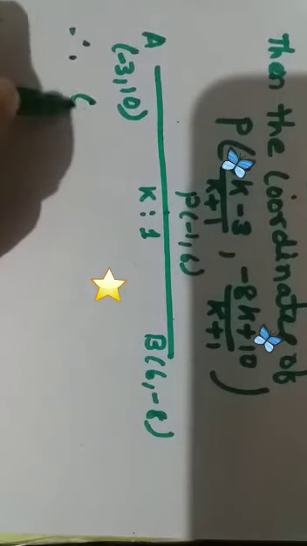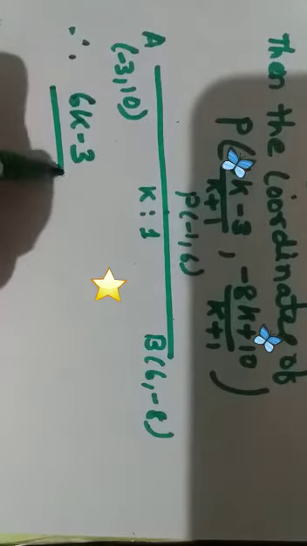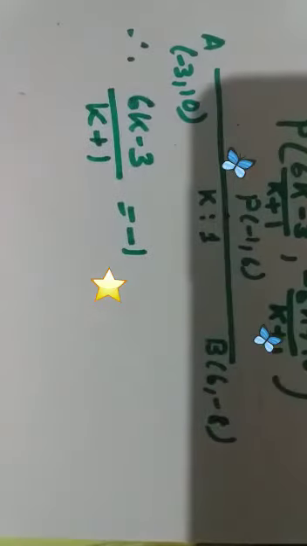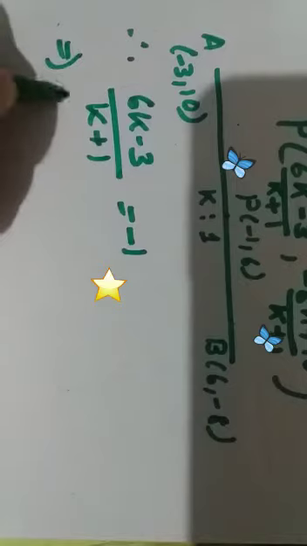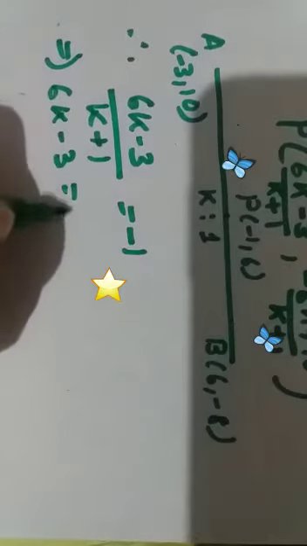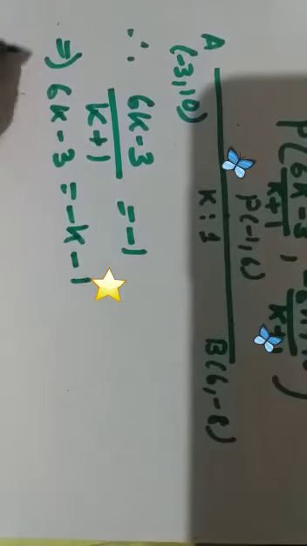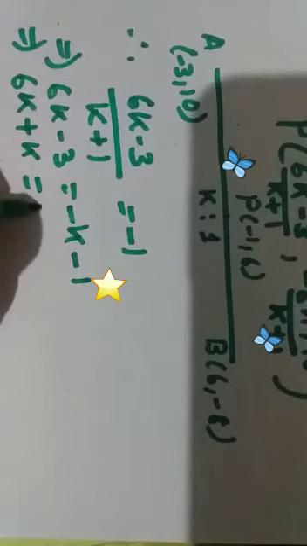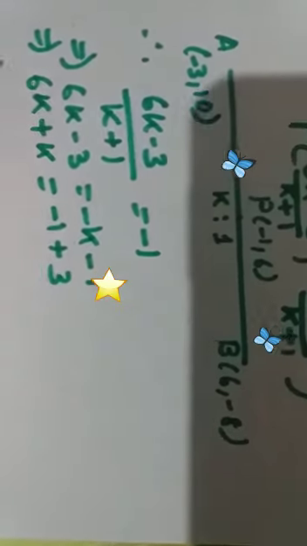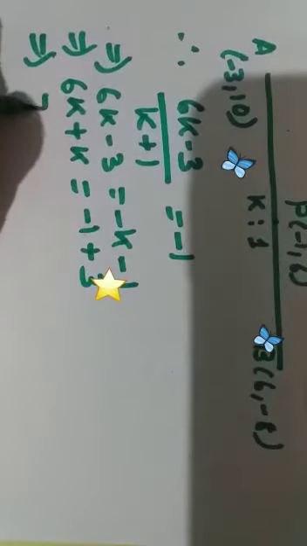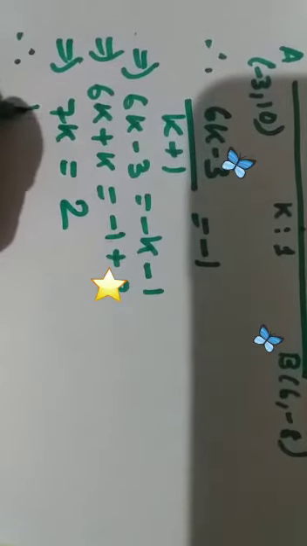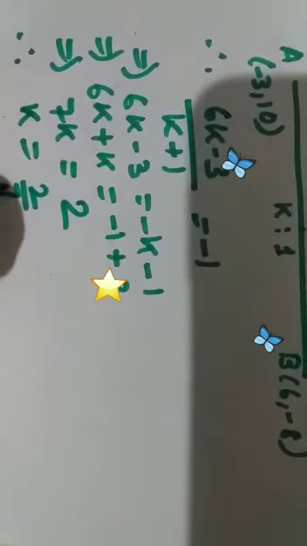So (6k minus 3) by (k plus 1) is equal to minus 1. That implies 6k minus 3 is equal to minus k minus 1, and 6k plus k is equal to minus 1 plus 3. So this becomes 7k is equal to 2. Therefore k is equal to 2 by 7.